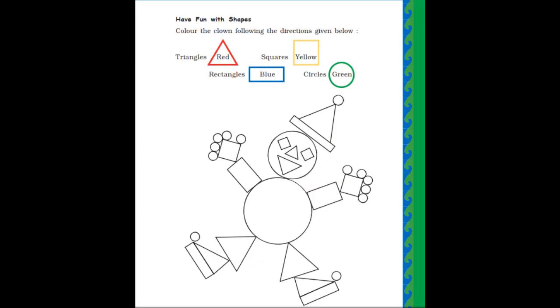Have fun with shapes. Color the clown following the directions given below. Now there is a picture of a clown and triangles, squares, rectangles and circles are there. So you have to color all the triangles red, squares yellow, rectangles blue and circles green. So enjoy doing it. Page number 3.